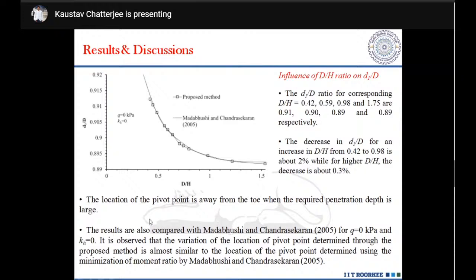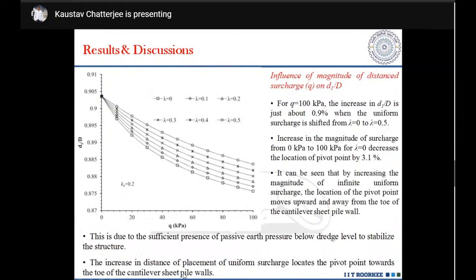Okay. The results we have compared with Mathabhushan, Chandrasekharan and the centrifuge test, and we also observed that the results follow a similar trend. That is, the prediction of the location of the pivot point determined through the proposed model is almost similar to the location of the pivot point determined using the minimization of moment ratio that was done by Chandrasekharan and Mathabhushan. Next is, what is the magnitude of distance surcharge on the d1 by d? Okay.